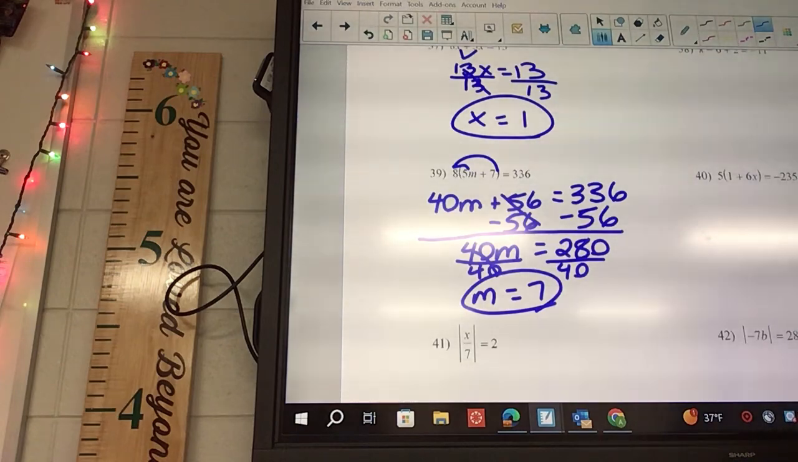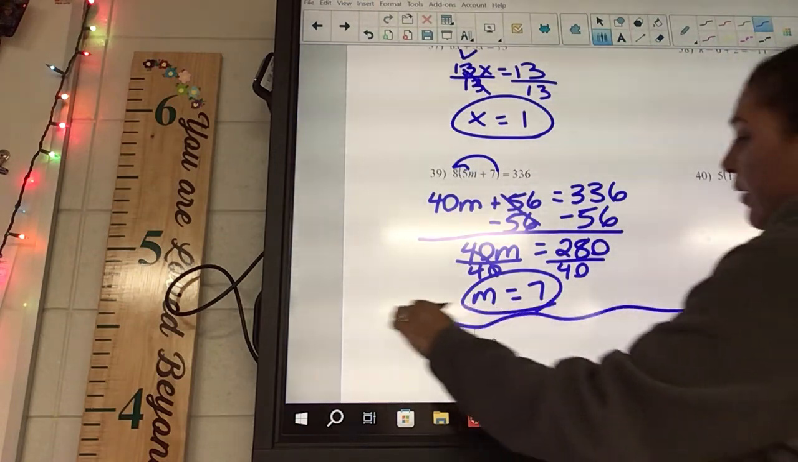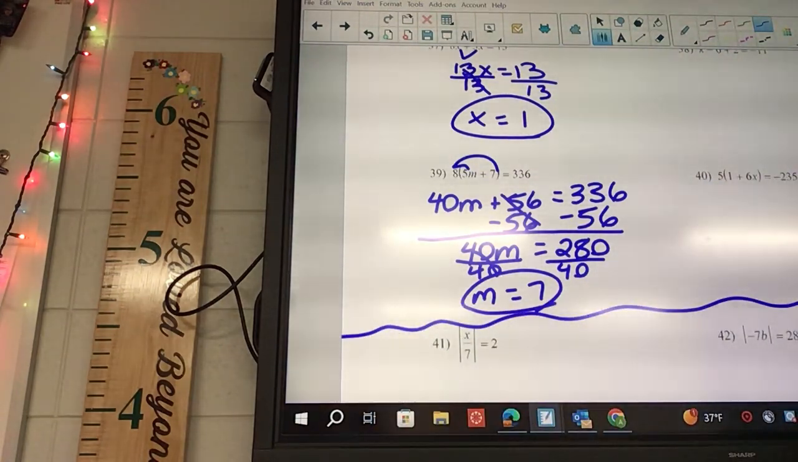Okay, so we're gonna stop here. Draw me a little squiggly line so I remember on your paper. Okay, so 1 through 40 on your sheet should be done today.